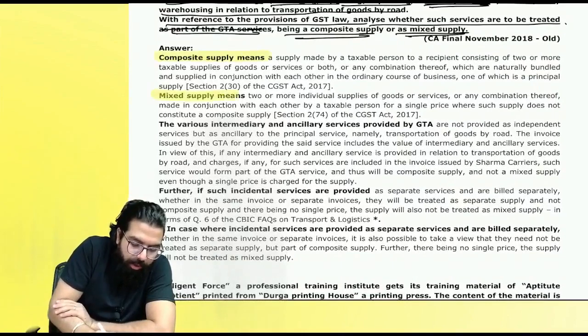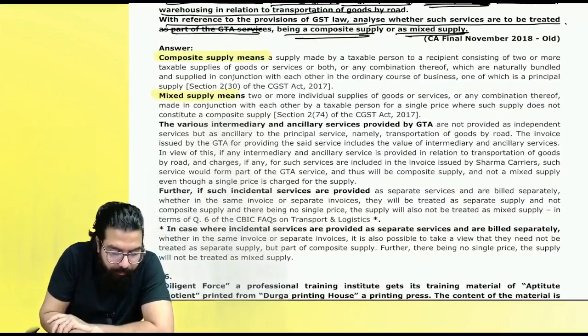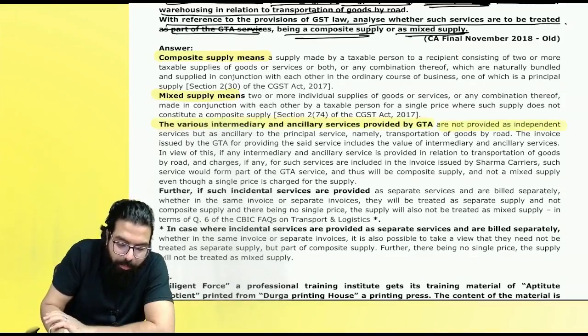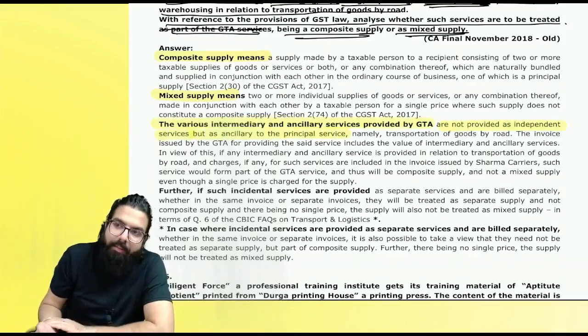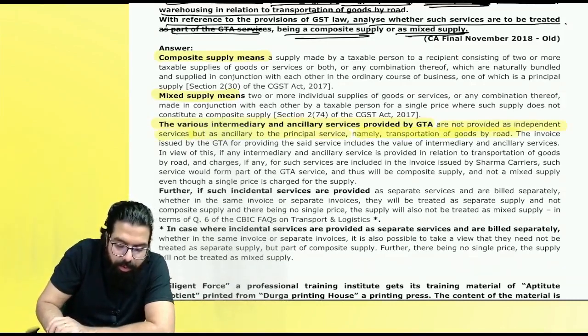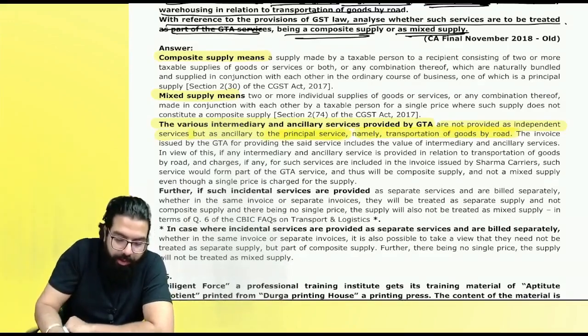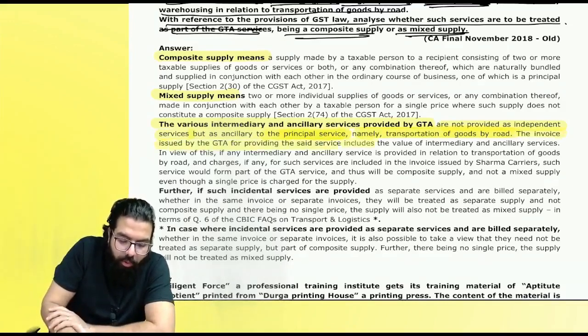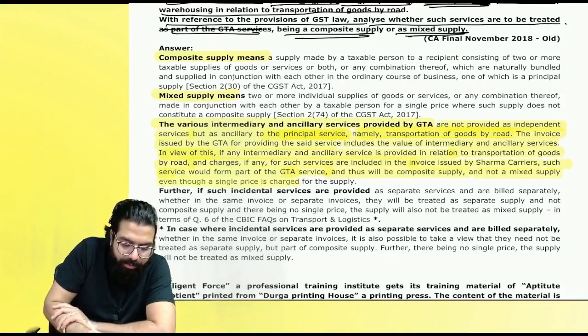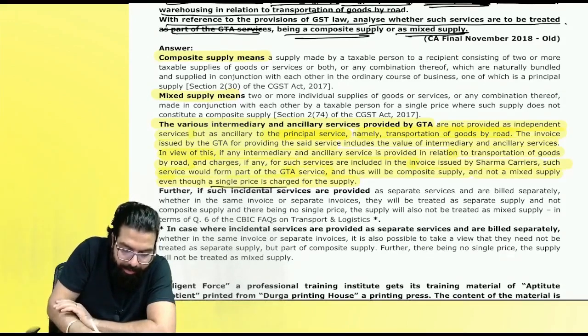What is the meaning of composite? They have told. What is the meaning of mixed supply? They have told. Then they are telling that various intermediary and ancillary services are not provided as independent services but as ancillary services. Ancillary to what? Principal service. What is the principal service, everyone? Transportation. The invoice issued by the GTA includes the value of intermediary and ancillary services. In view of this, if ancillary services are provided in relation to transportation of goods by road and the charges, if any, for such services are included in the invoice, such supply would form part of GTA services and thus will be composite and not mixed supply, even though a single price is being charged.